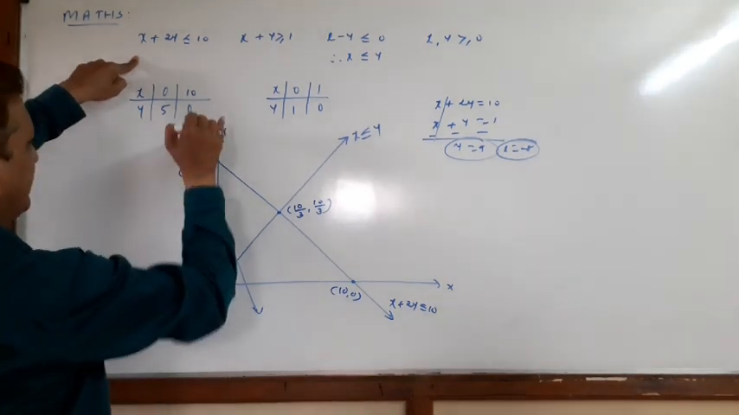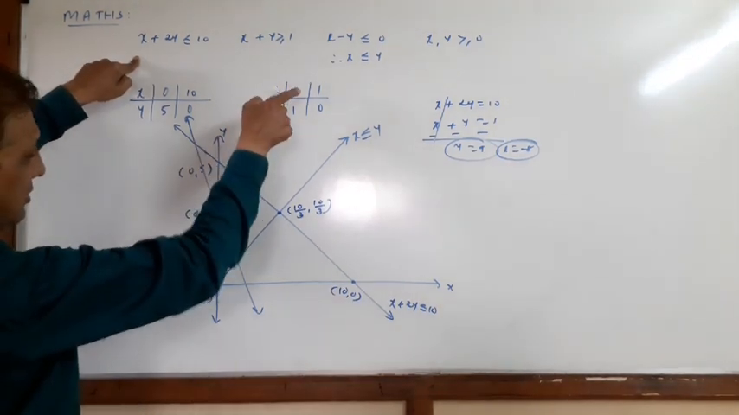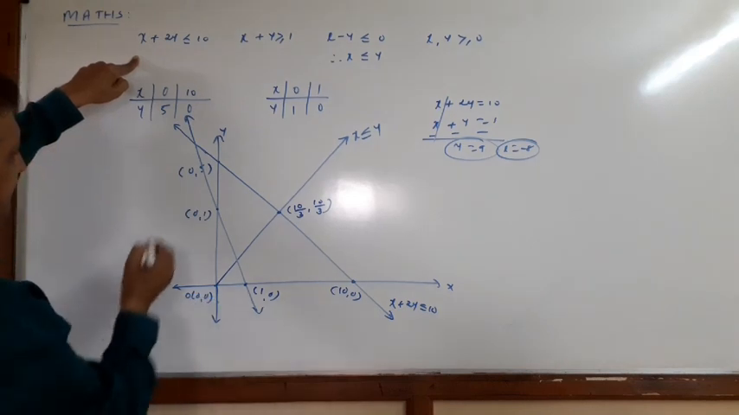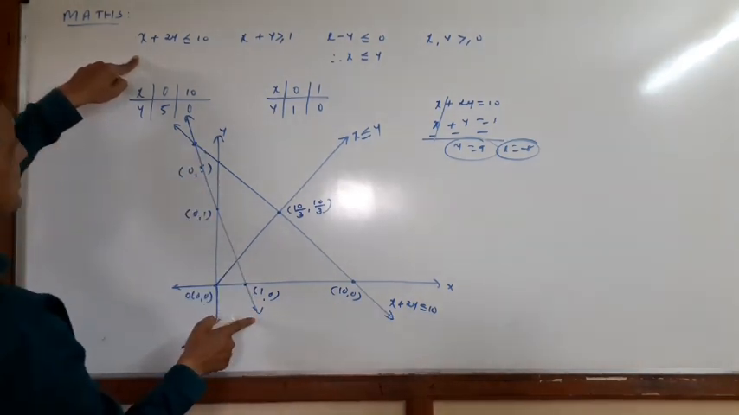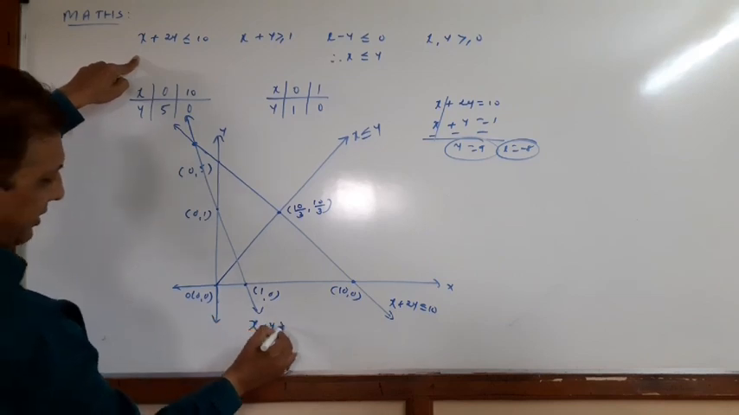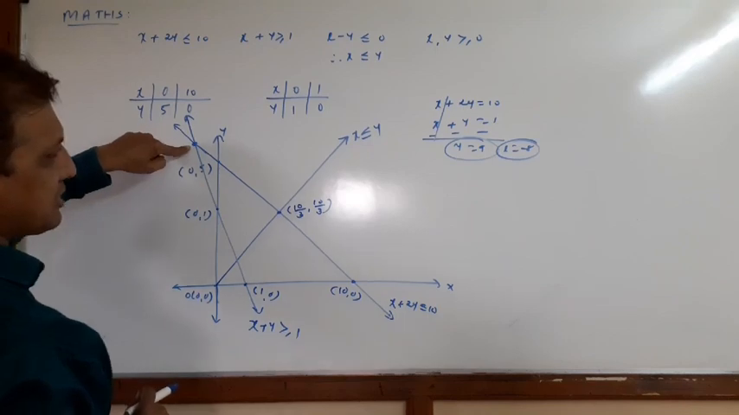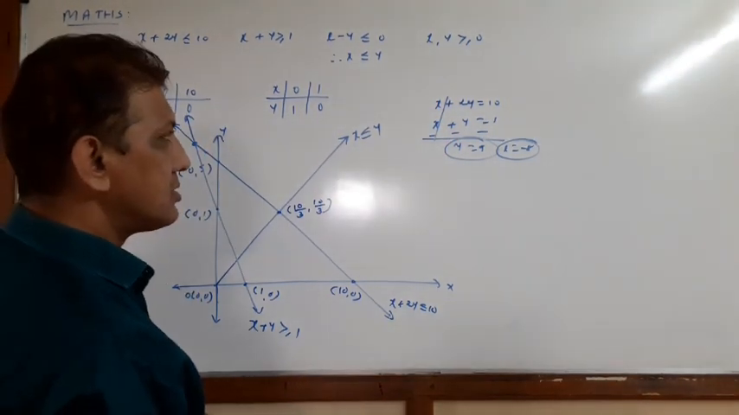This line passes through (0,1) and (1,0), the intersection of these two points. The second line is x plus y greater than or equal to 1. So it is not necessary to solve this equation. Do you understand? Not necessary to solve this equation.